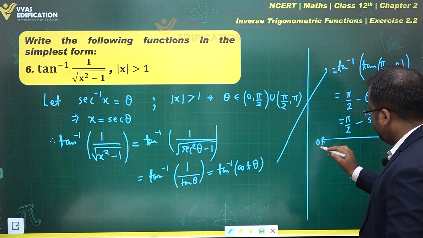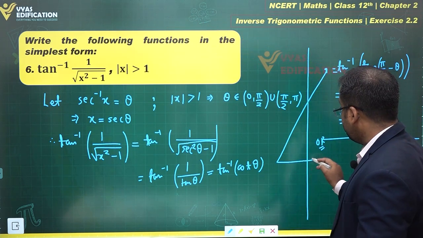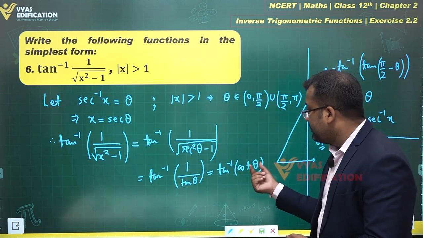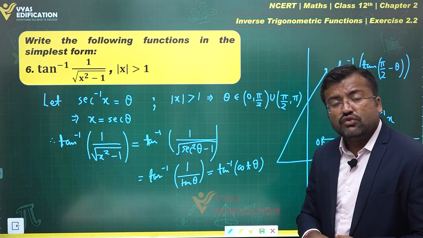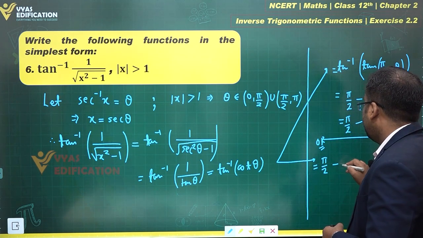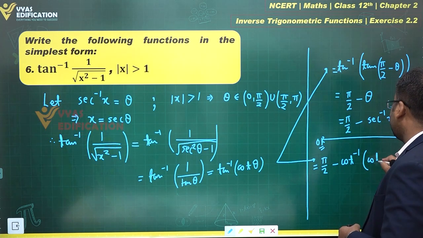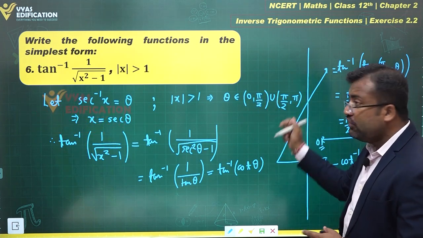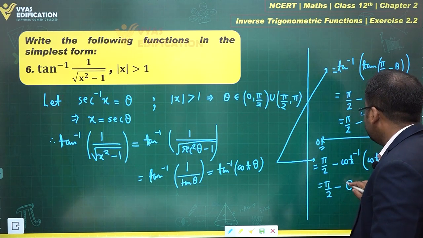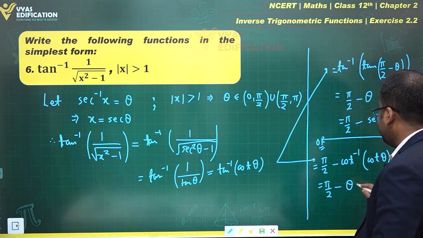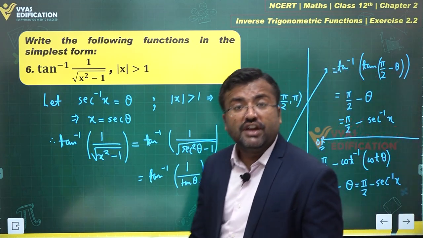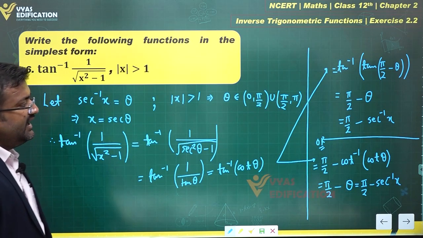Or you could have moved in another direction. You remember properties of ITF related to complementary angles. Tan inverse of cot theta: tan inverse of something is also equal to pi by 2 minus cot inverse of that something, where theta lies in the interval 0 to pi, which is the interval in which the result of cot inverse should lie. So this is pi by 2 minus theta only. Cot inverse of cot theta will be theta, and this is pi by 2 minus sec inverse x. Oh, we are getting the same thing. We should be getting the same thing, right?